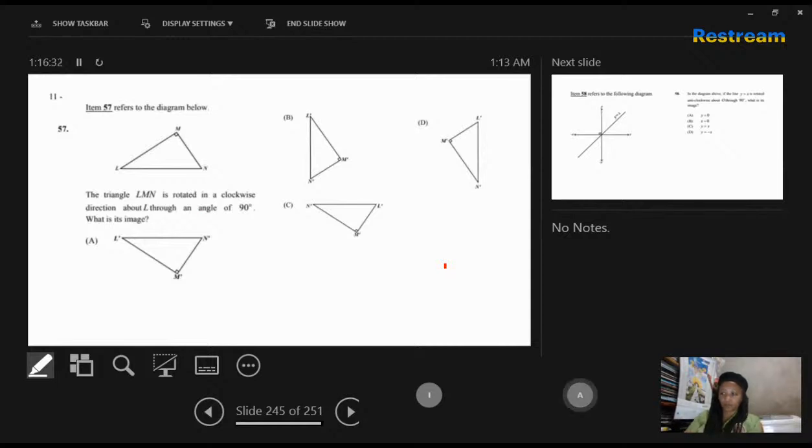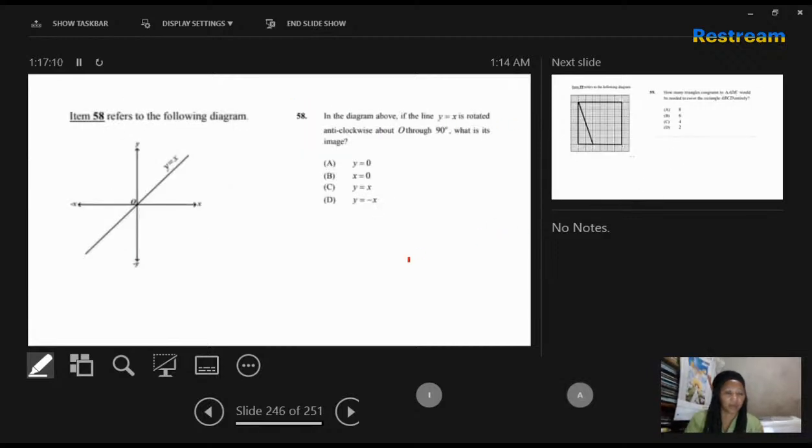Number 57. The triangle LMN is rotated in a clockwise direction about L through an angle of 90 degrees. What is the image? If we rotate this clockwise 90 degrees from this line, it would be there, so it would look something like that. So which one is that? That would be B. Right, B. Okay, Imani.